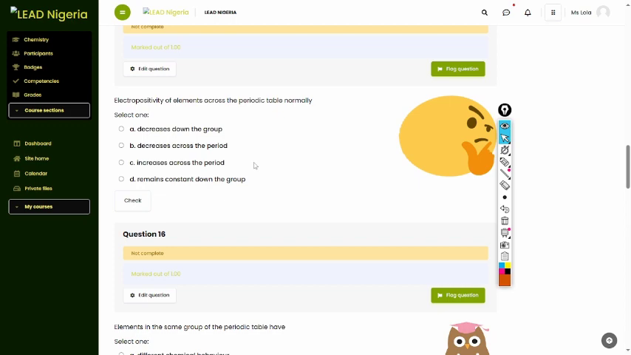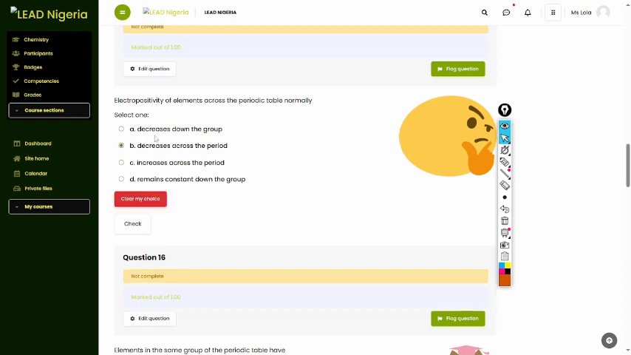So group 1 has the highest electropositivity because they have 1 electron in the outermost shell, so they would easily give out the 1 electron compared to group 2. So as you're going from group 1 to group 8, the electropositivity decreases because the ability for the atoms to lose electrons starts to decrease. So across the period, electropositivity decreases. So the answer is B.